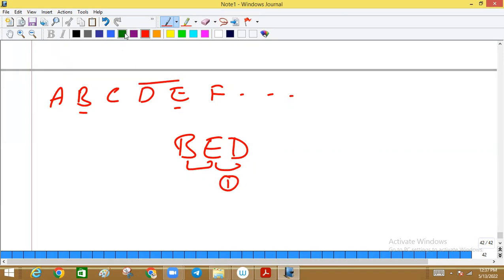See the next pair, that is BD. Between BD in this word, how many letters are there? One. In the actual alphabet, between B and D, how many are there? Only one. So this is the second pair. So there are 2 pairs of letters having as many letters between them in the word as in the alphabet.